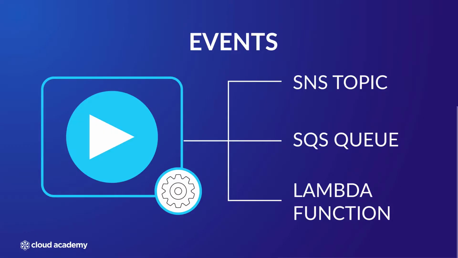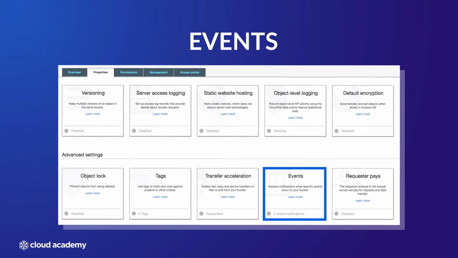Hello and welcome to this lecture, which will look at how to configure your buckets to monitor specific events that may occur within them. Any events which are recorded can then be sent to either an SNS topic, an SQS queue, or a Lambda function. And selecting the events tile from the bucket properties screen enables you to configure which events are to be monitored.